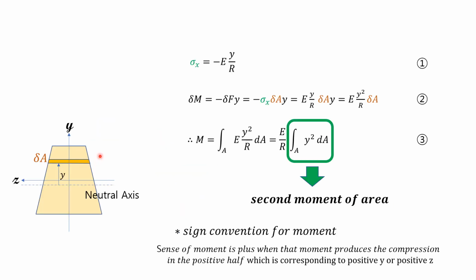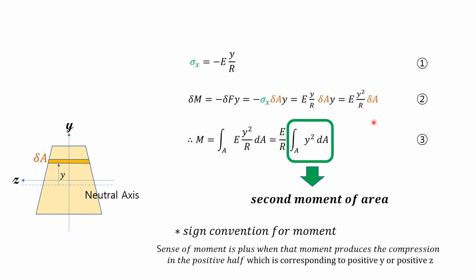Let's consider a strip with this area delta A, which locates a distance y away from the neutral axis, and the beam is loaded by moment M. In this case, moment delta M produces the compression force minus delta F in the strip area delta A. Then substituting equation 1 for sigma x here, we can get the expression for delta M.